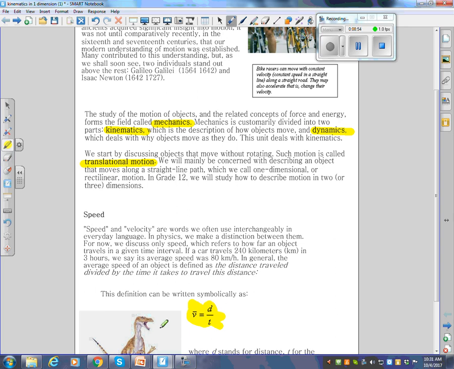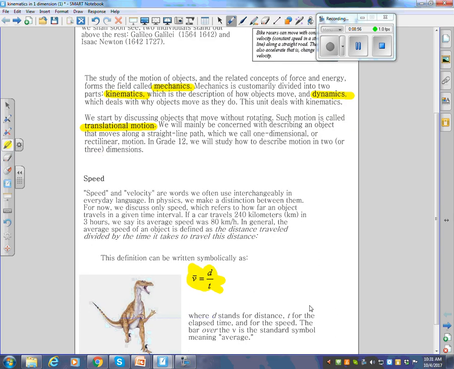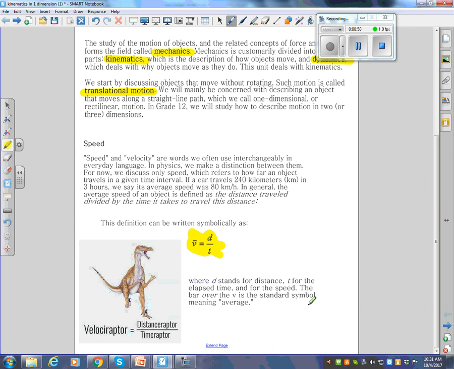What's going on down here, do you think? You don't have that picture? That's too bad. It's kind of funny. Because you got a velociraptor is equal to your distanceraptor divided by your timeraptor.